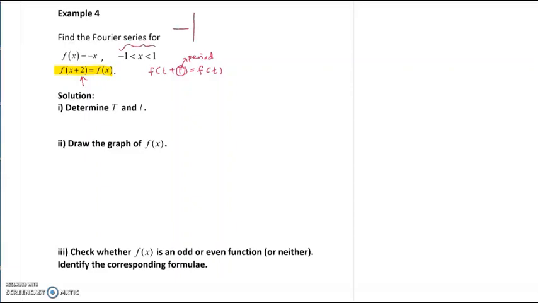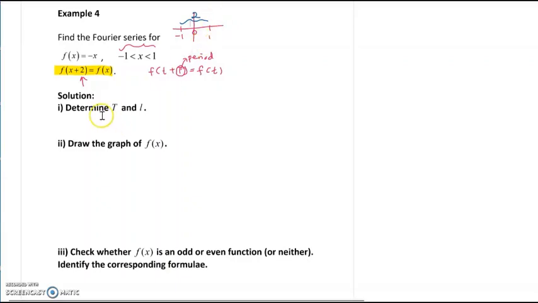Because basically if we sketch our diagram, the interval is from -1 to 1, and somewhere here is 0, the origin. So we can see that the length from here to here is actually 2. That's the period, the length of our interval. All right, so now we can proceed.